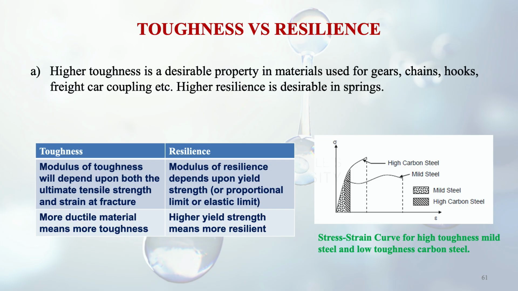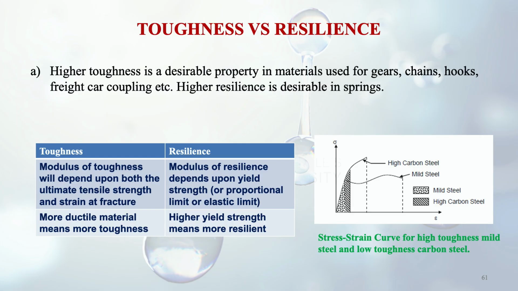So here is the comparison between toughness and resilience. It is given here with the help of the curve. You can see this curve. The lower curve is going up to the fracture limit, whereas the upper one is going to the yield point only. So the hashed triangle you are seeing is about resilience, and the other one, the lower one, is about the toughness.